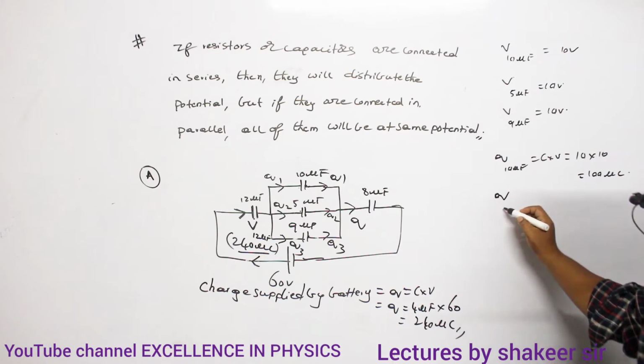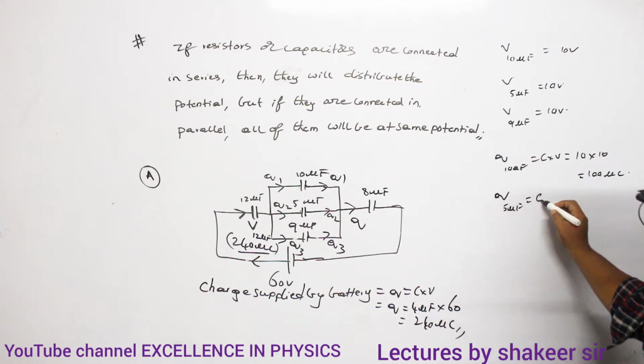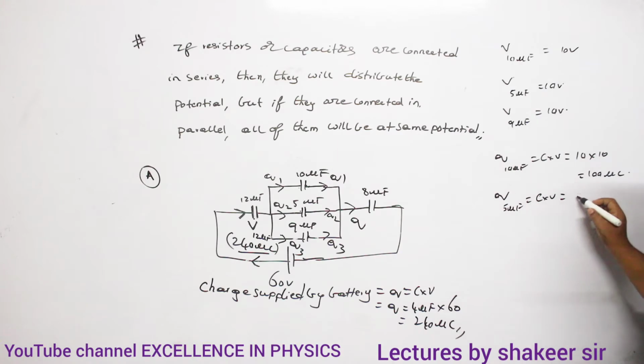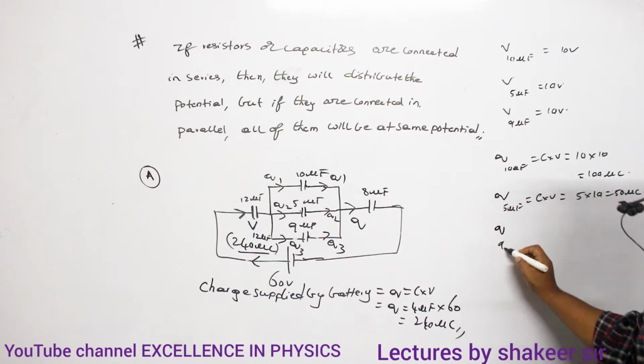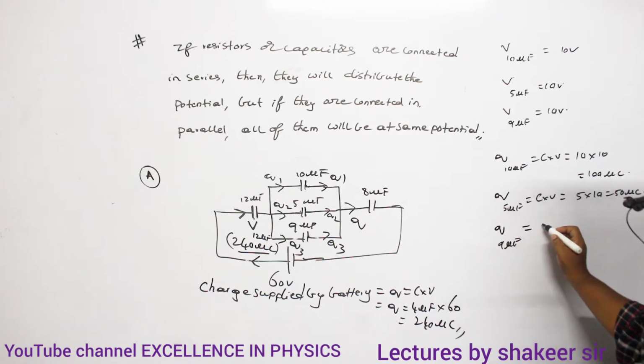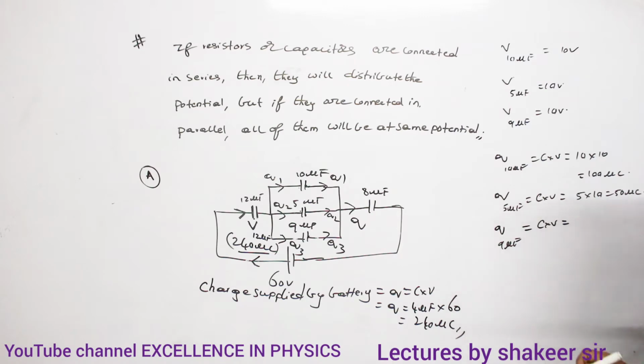So the charge present on 5 microfarads. Q equals C into V. Capacitance is 5, potential is 10. So 50 microcoulombs of charge. The charge present on the 9 microfarads capacitor. So Q equals C into V. Capacitance is 9, potential is 10. So 9 tens are how much, ma? 90 microcoulombs of charge. Clear?